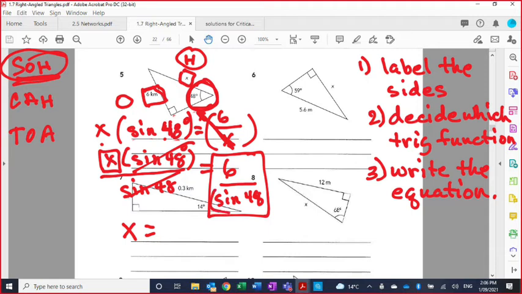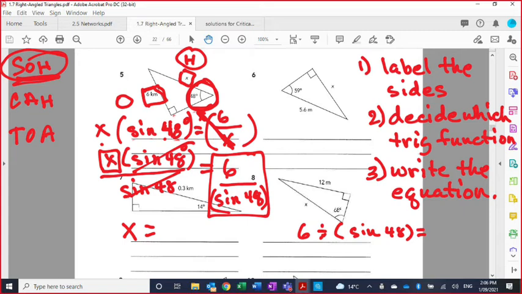Now remember, when you do that, you're dividing the 6 by the sine of 48, so put it in a bracket. So do 6 divided by sine 48 degrees, equals. That will give you your answer.